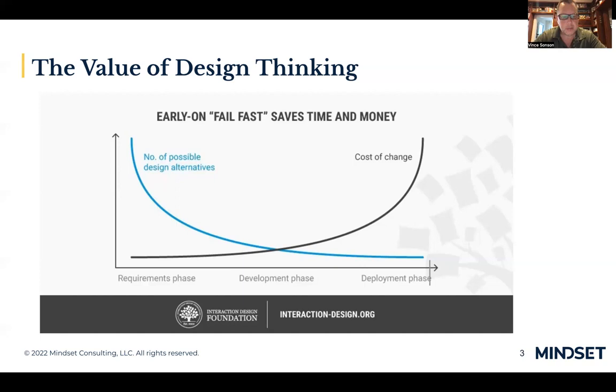The cost of change increases as you get further into development and deployment, meaning as you get this in the hands of users and things are built, you've got a lot of technology infrastructure. All of a sudden, that change becomes huge. Whereas if we focus at the beginning of this process, where we've got a lot of design alternatives but not a whole lot invested from a development perspective, we can change quickly and react with the market.